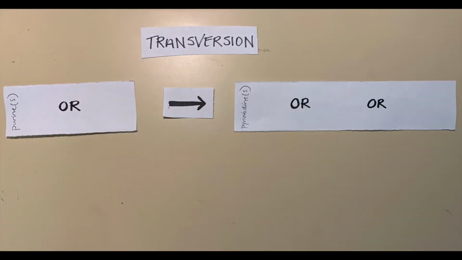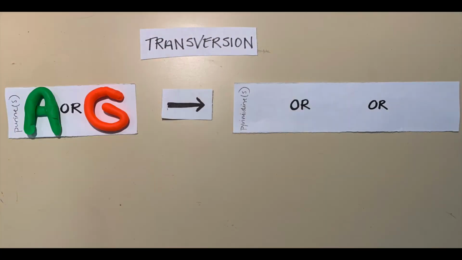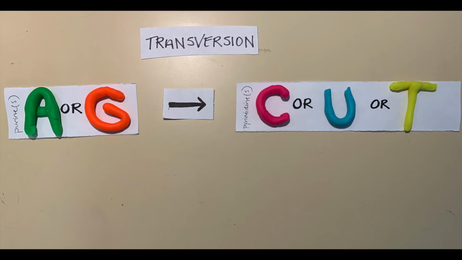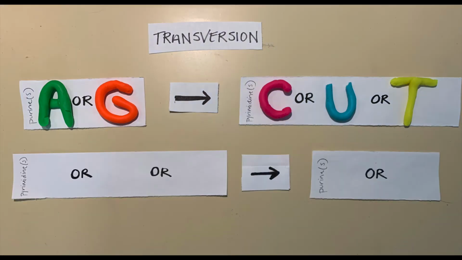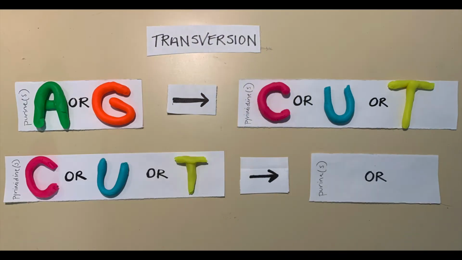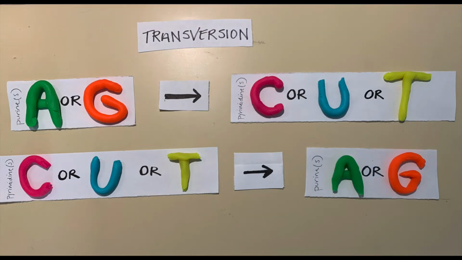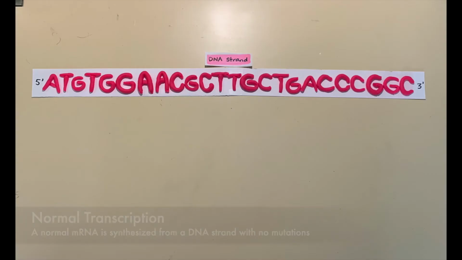Transversion mutations are where one type of nucleic base is substituted for the other. A purine is substituted for a pyrimidine, or a pyrimidine for a purine. This information will be important for the next section of the video: point mutation effects.